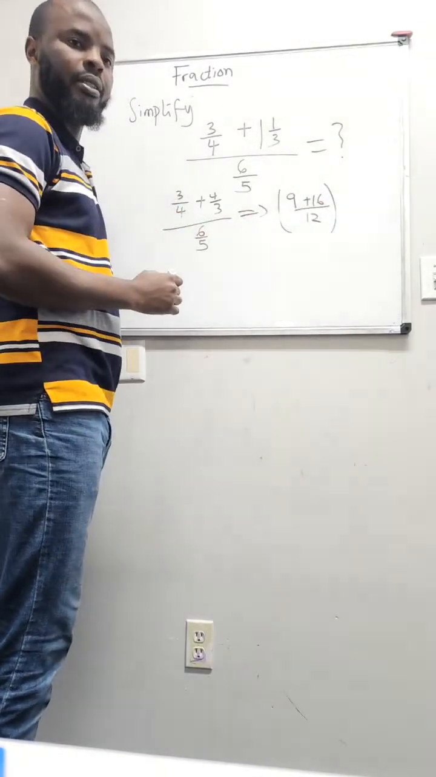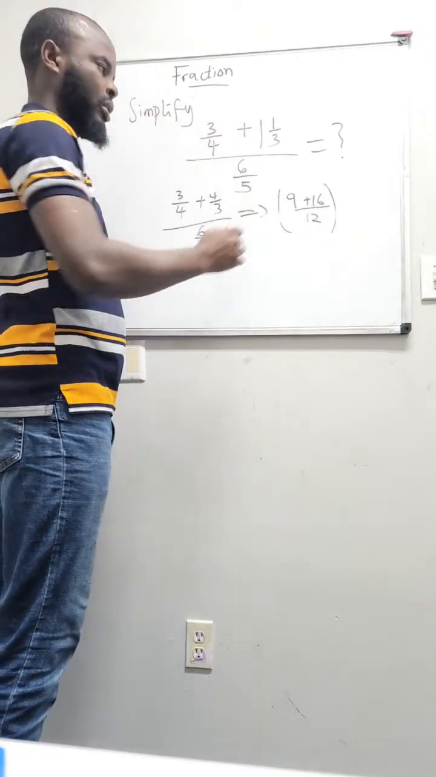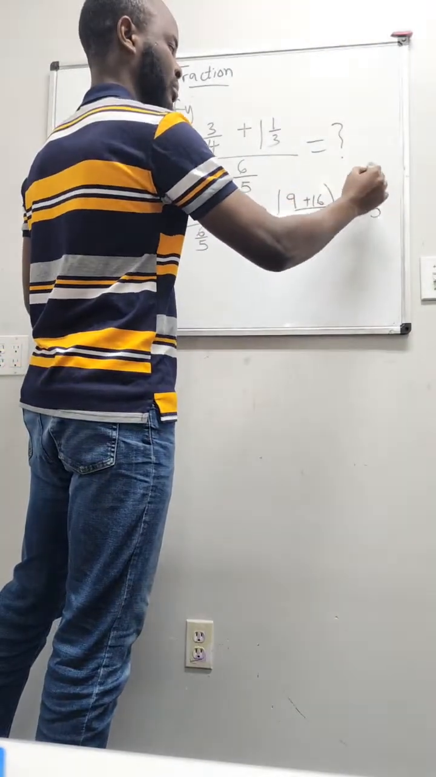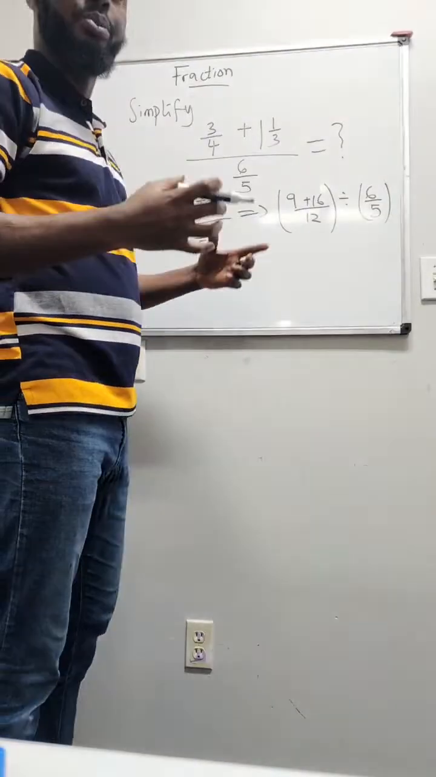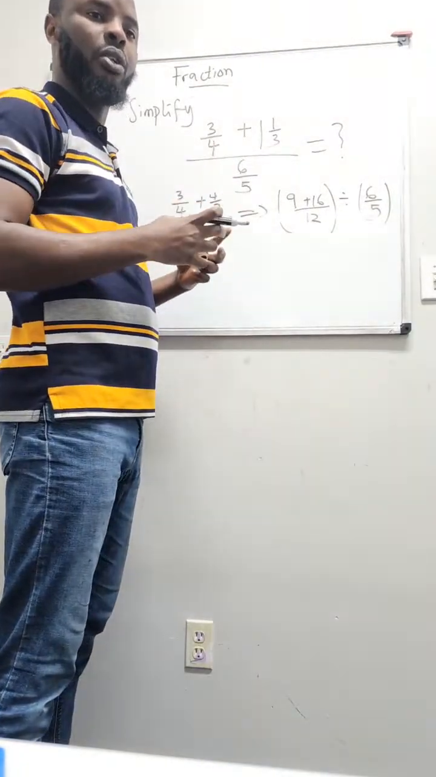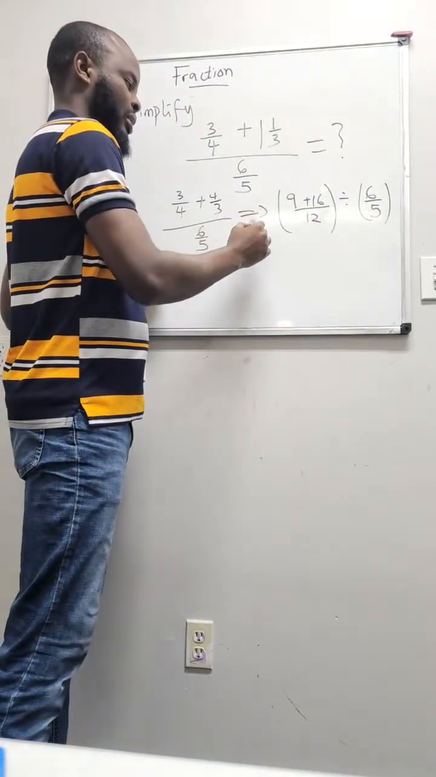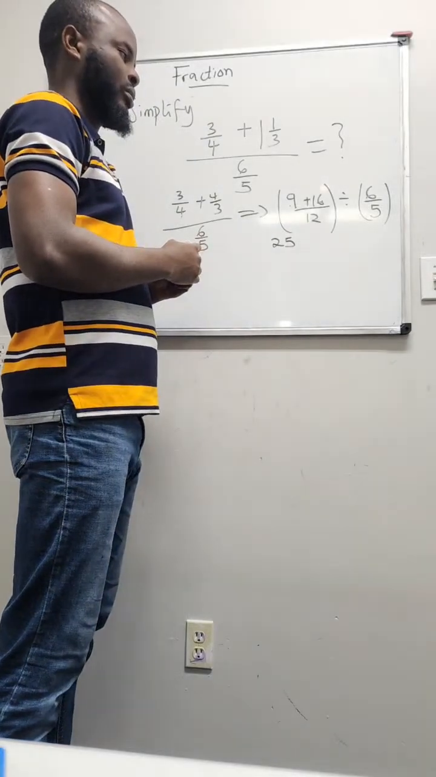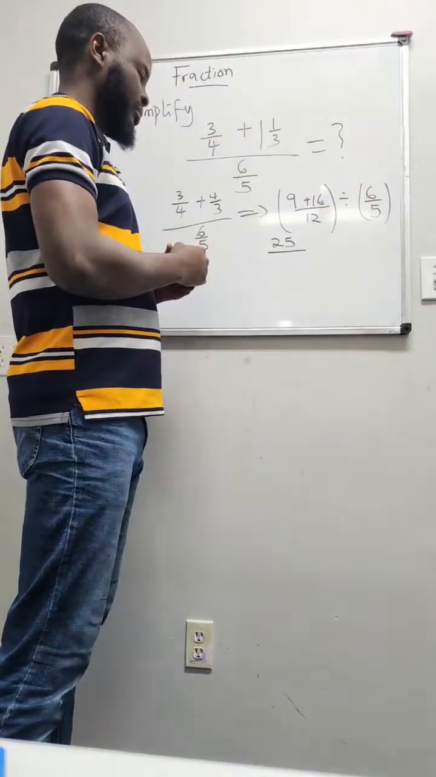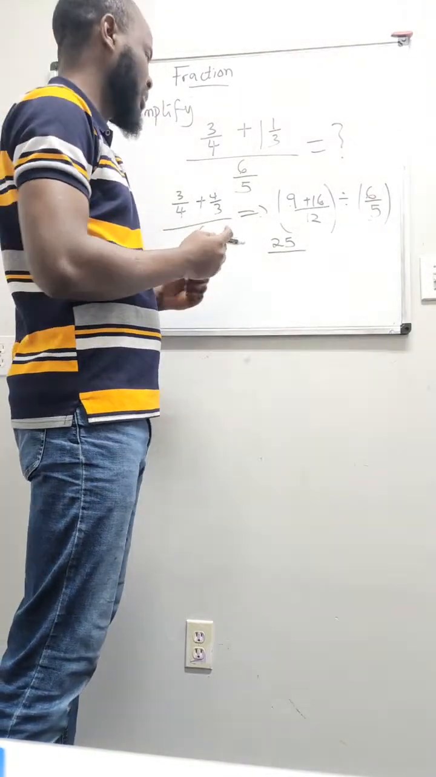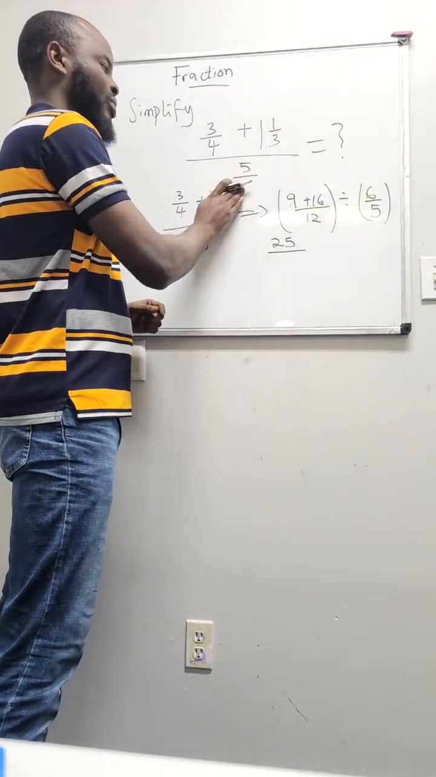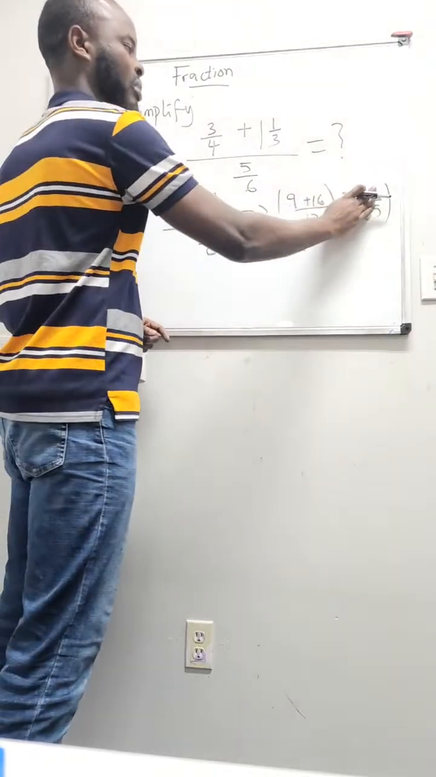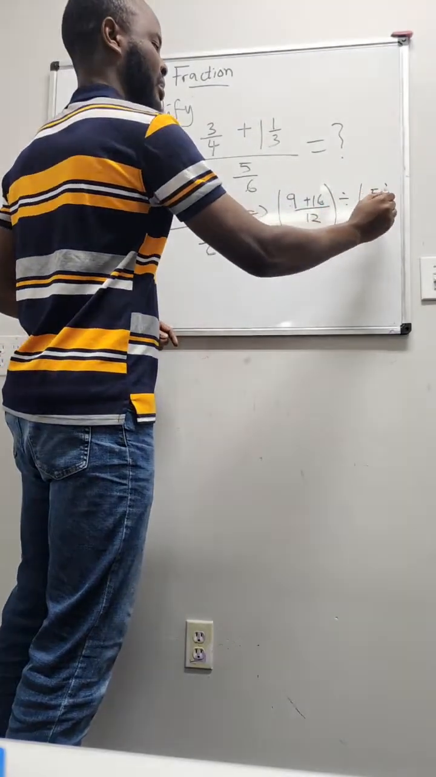Put this in a parenthesis, divided by this common denominator of 6 over 5. So what I did was to put the numerator in parentheses and the denominator also in parentheses. And here, 9 plus 16 gives 25, divided by, or better still, I can change the question to make more sense. 5 over 6 instead of 6 over 5. Let's add 5 over 6.